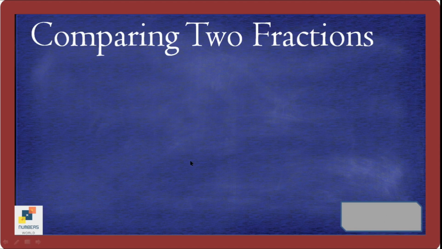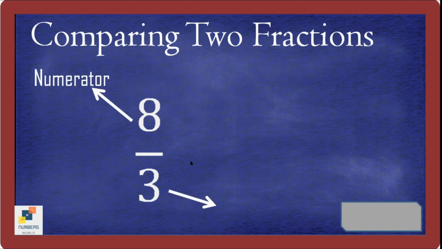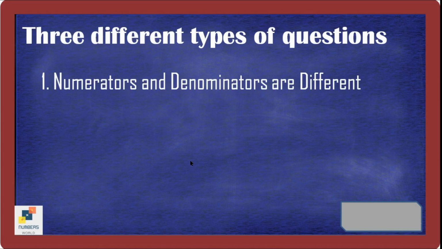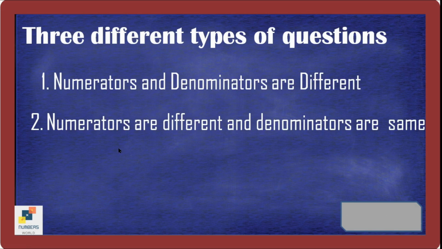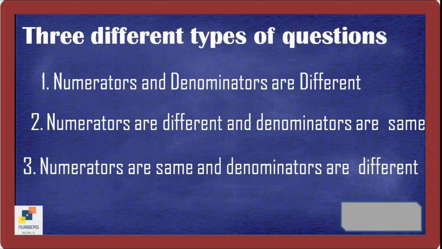Before comparing two fractions, let's discuss a fraction first. We know the upper part of a fraction is known as numerator, whereas the lower part of the fraction is known as denominator. So here we will discuss three different types of questions. In the first type, the numerators and denominators of the given fractions will be different. The second type is when numerators are different but the denominators are same for the given examples. Third type of the questions will be in which the fractions are given with the same numerators and different denominators.